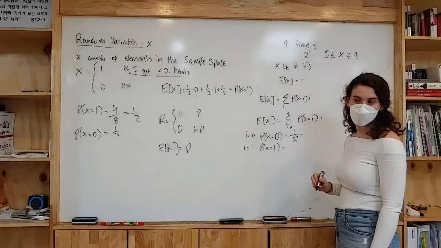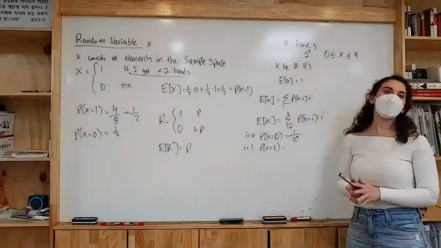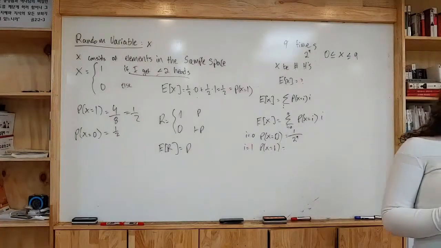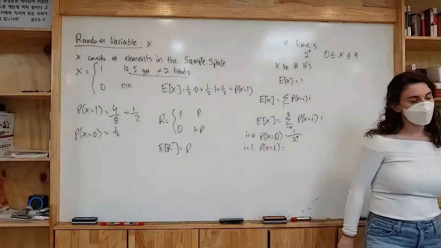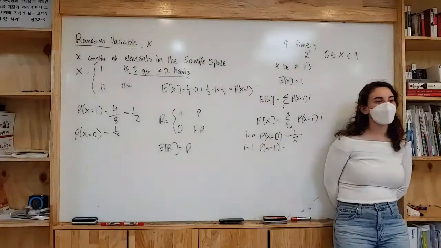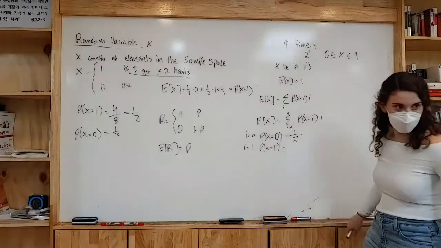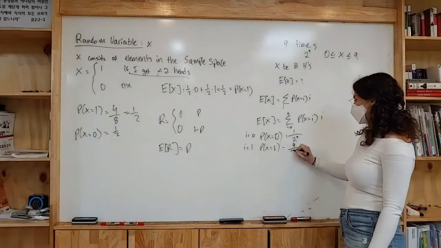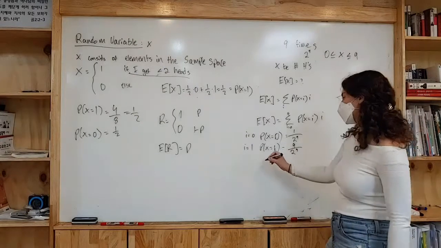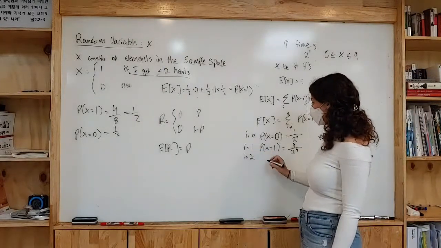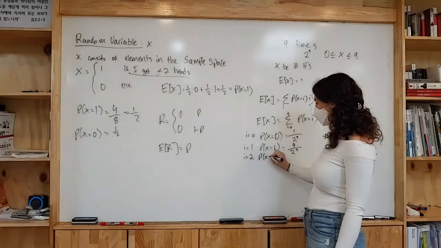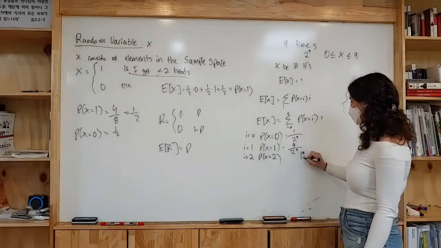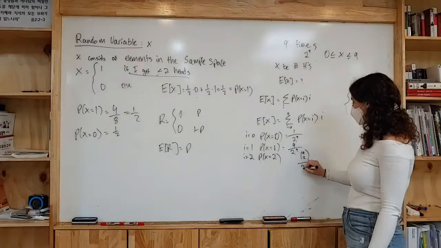Alright, think about permutations. I have 1 head and 8 tails. How many ways can I arrange that? 9. Yes, 9 choose 1, so 9 over 2 to the 9. Okay. Now 9 choose 2. You have 9 choose 2 over 2 to the 9.